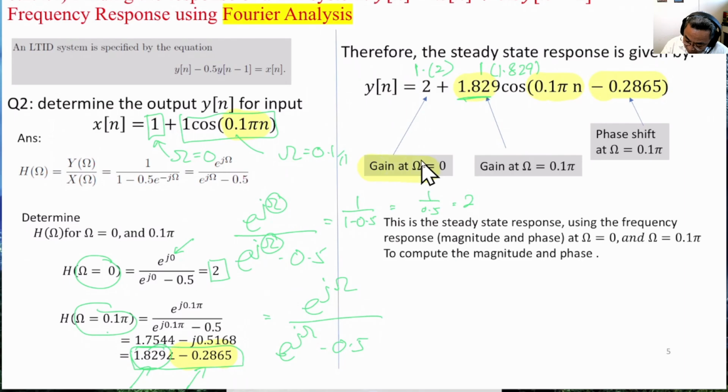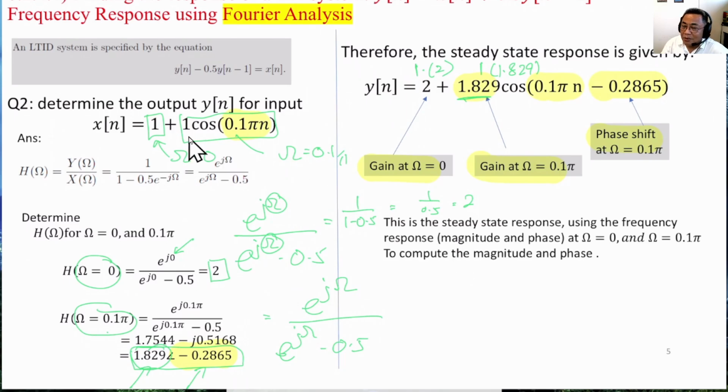Now I write for you all these important numbers. This is the gain: 2 is the gain at omega equals 0, and 1.829 is the gain at this frequency. Notice that our input was 1 and 1, which is why I'm just telling you this is the gain. But if I give you other values, then you must multiply with those original values. Anyway, this is the steady state response of y[n].